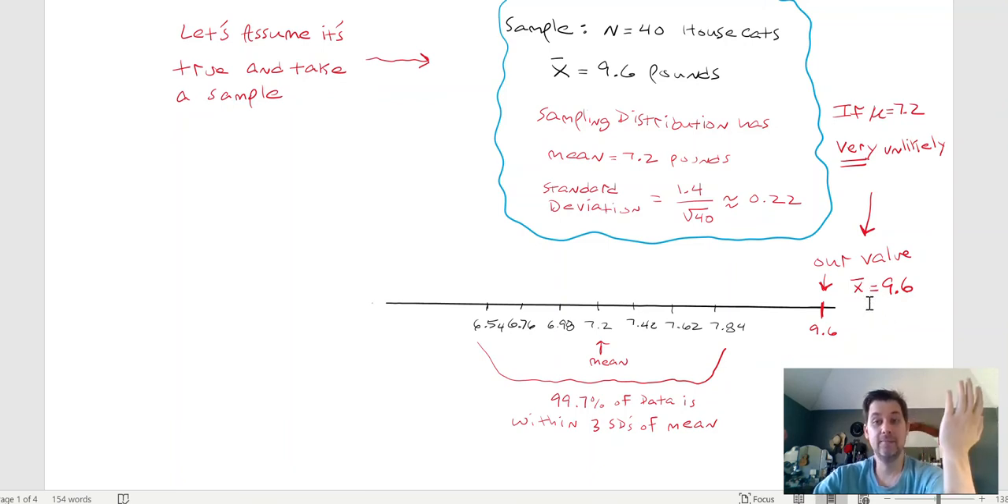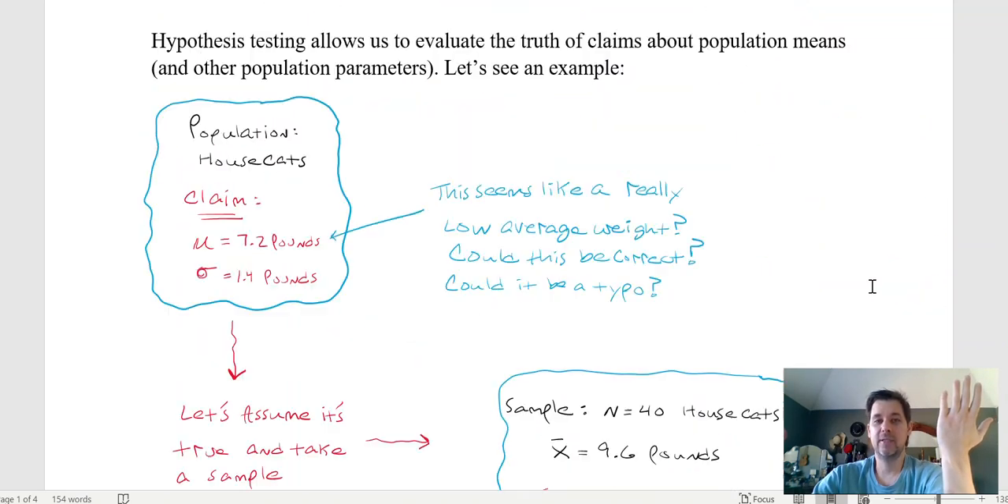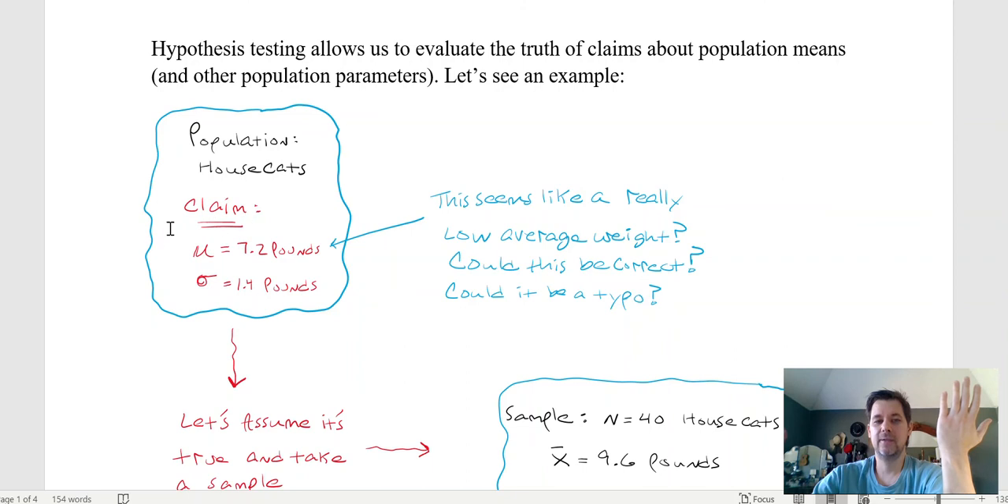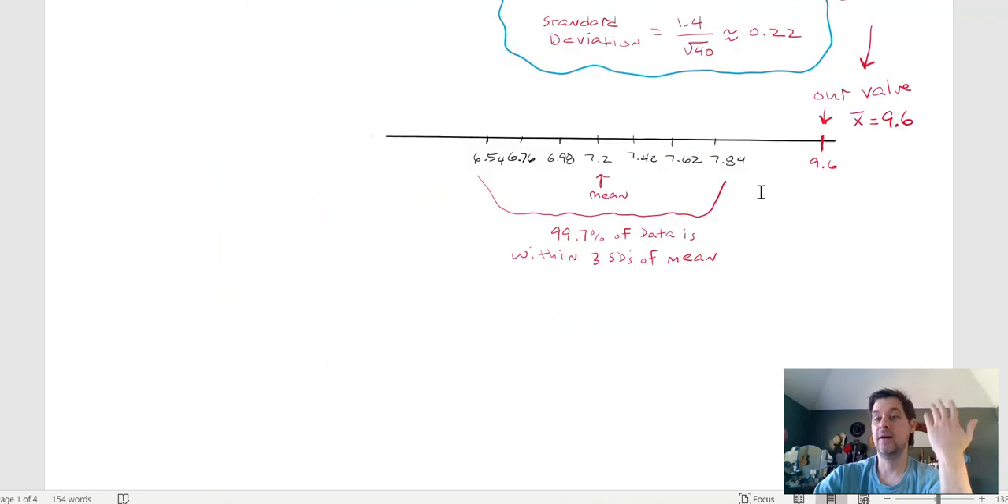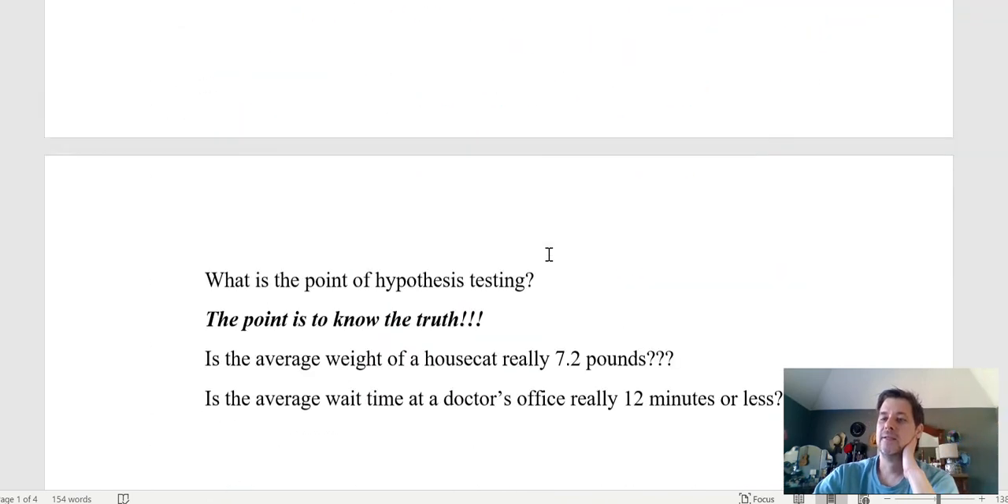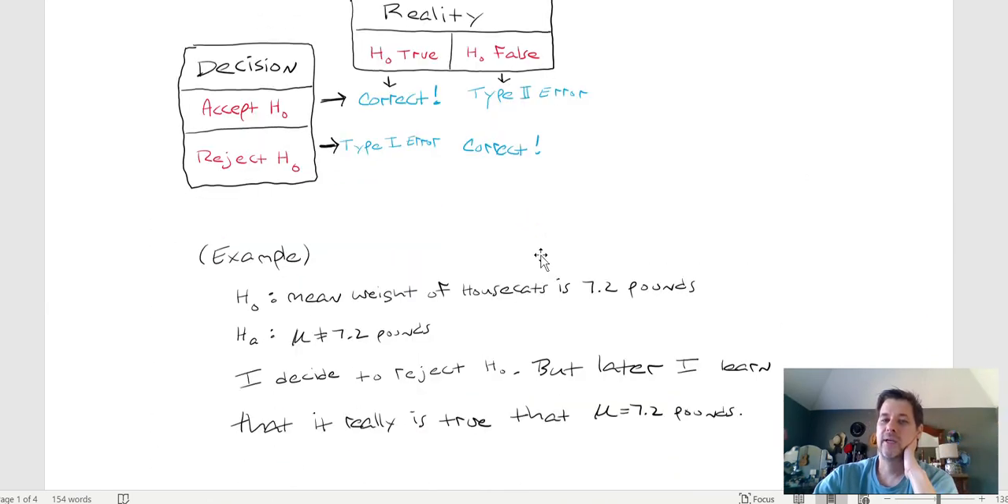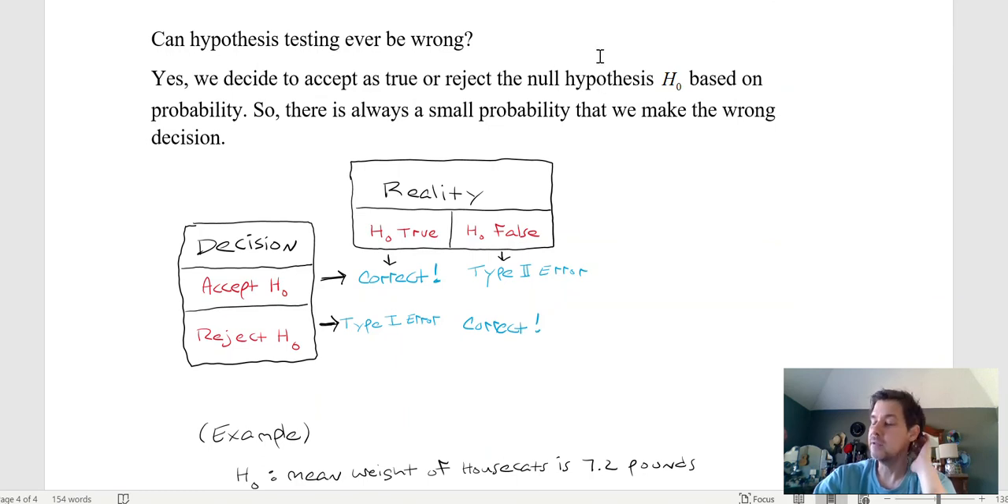It's not very likely, but there's a less than 1% chance that I reject this number as a mistake, and I do so wrongly, and I'm incorrect in rejecting it. It's just not very likely. So yes, for sure, hypothesis testing can lead you to make the wrong decision, and there's always a small probability that that happens.